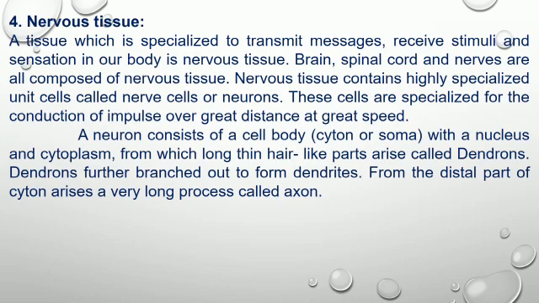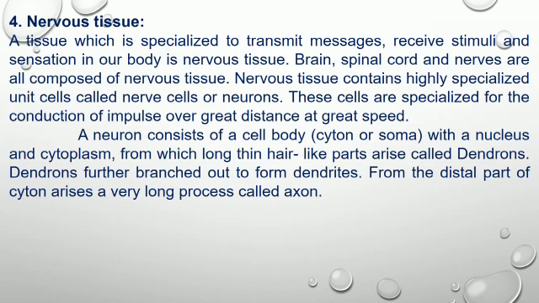Nervous tissue. A tissue which is specialized to transmit messages, receive stimuli and sensation in our body is nervous tissue. Brain, spinal cord and nerves are all composed of nervous tissue. Nervous tissue contains highly specialized unit cells called nerve cells or neurons. These cells are specialized for the conduction of impulses over great distance at a great speed.